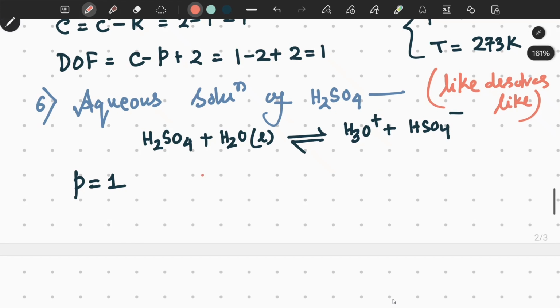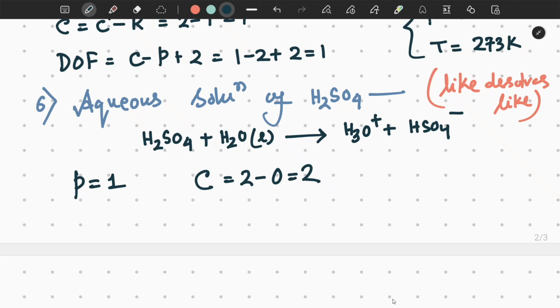Now components. What will be the components, 4 minus 1? No, here I have done a wrong thing. This should be the right thing. These totally dissolve. So C will be only 2 minus 0, 2. No restriction. This is not equilibrium.